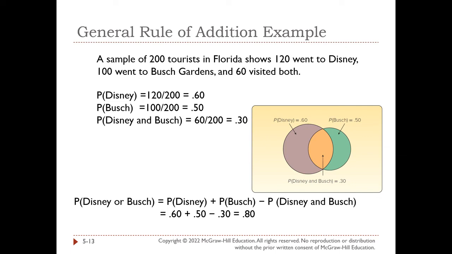So, when we want to know the probability of them either going to Disney or Busch, we would add those probabilities together: 0.60 plus 0.5, minus 0.3 of them attending both on one trip. So 0.6 plus 0.5 is 1.1, minus 0.3 drops us down to 0.8, which gives an 80% chance that they're either going to attend Disney or Busch Gardens.